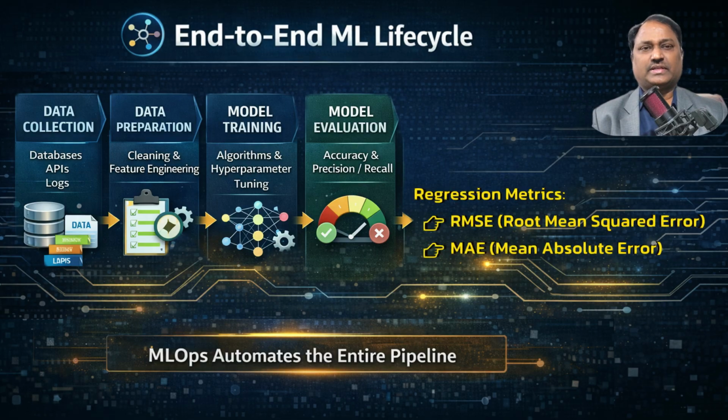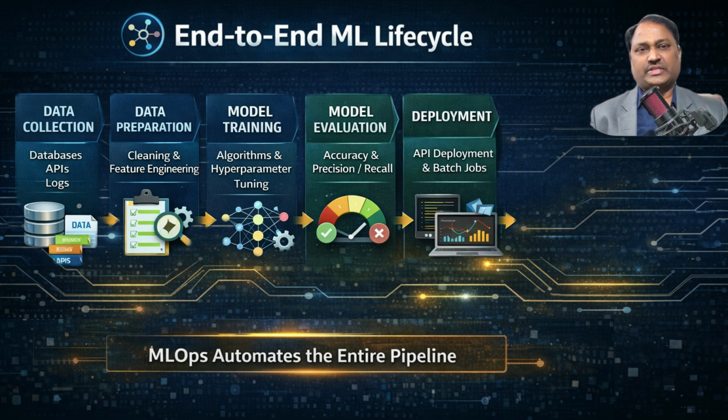Regression metrics, under this, root mean squared error, RMSE. It measures the average magnitude of errors, giving higher weight to large errors. Mean absolute error, MAE. This measures the average absolute difference between predicted and the actual values. Evaluation ensures the model is trustworthy before deployment.